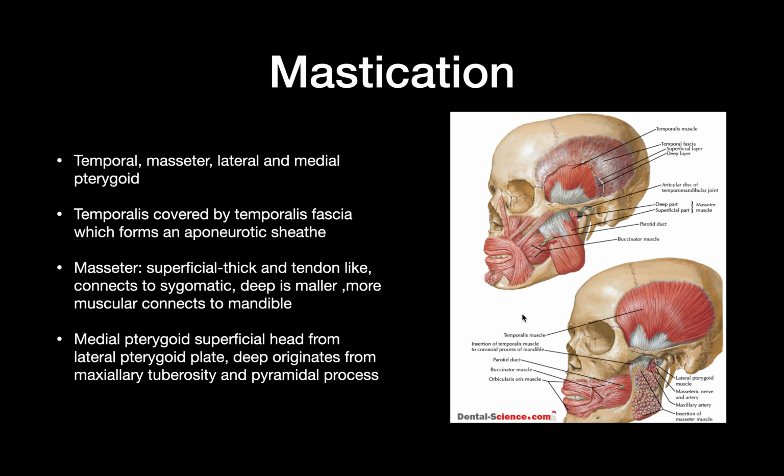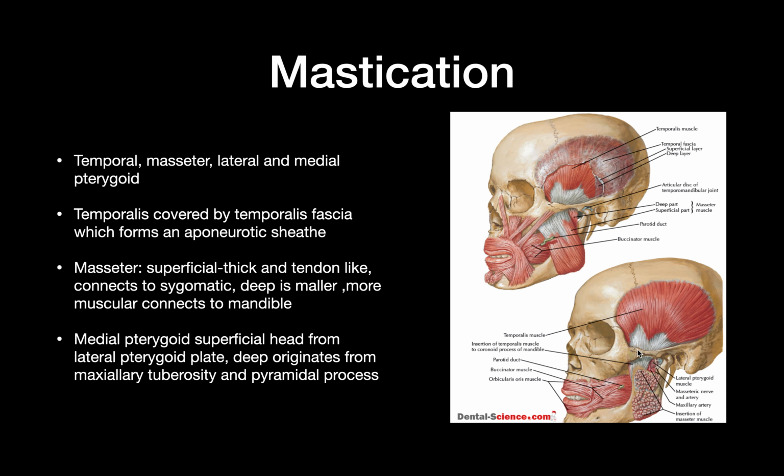Okay, so these are the muscles for mastication. That's the temporalis muscle, the masseter, and the lateral and medial pterygoid, which are deep to the mandible. The temporalis is covered by the temporalis fascia, which forms the aponeurotic sheath. The masseter is thick and tendon-like. There you go. And it connects to the zygomatic. Deeper are smaller, more muscular muscles, and that one connects to the mandible. So this is the deep part.